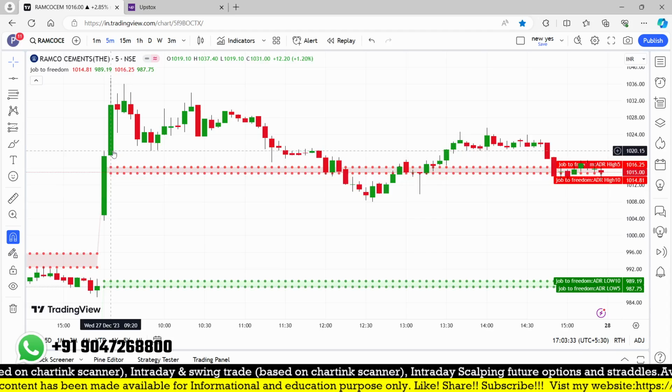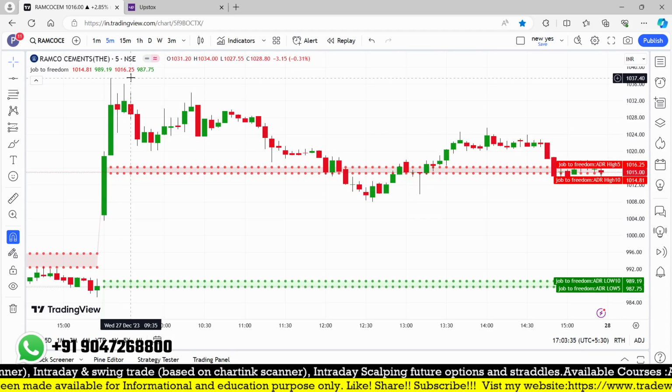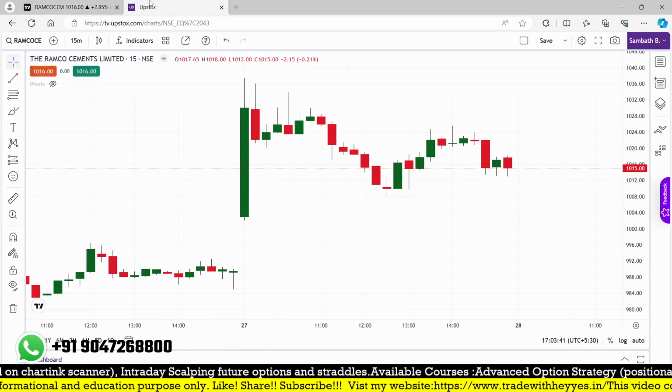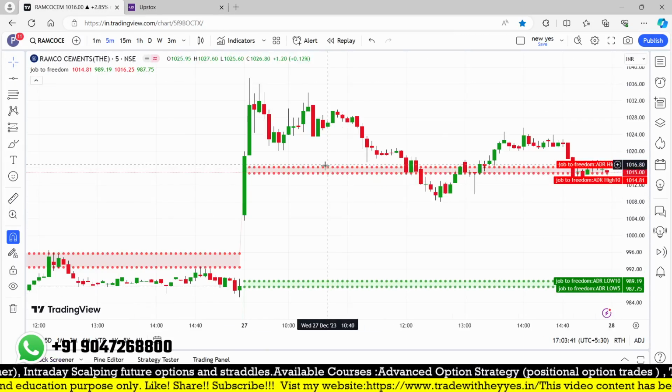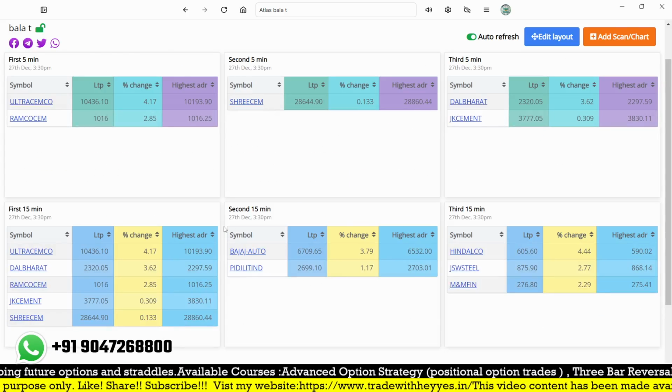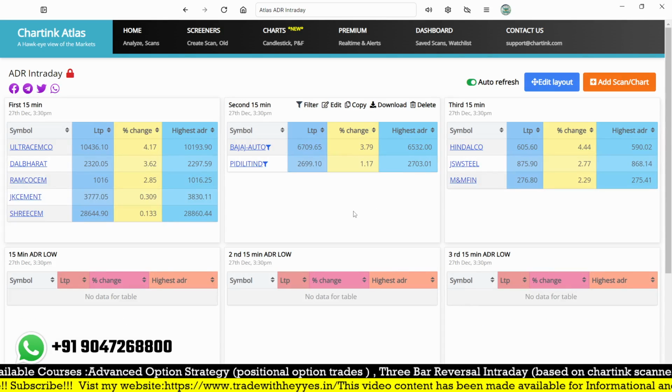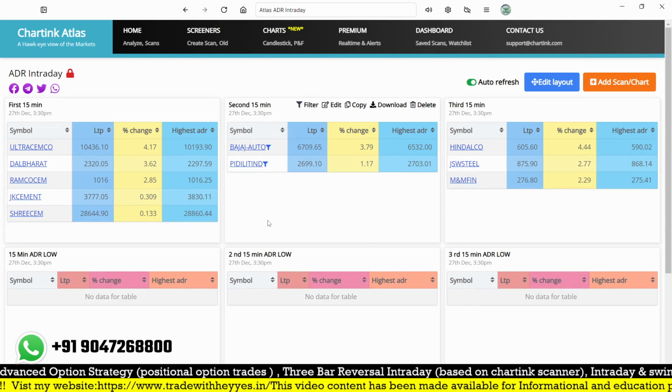Here is the first 5 minutes, 1020, and then it bounces back to 1037, and it is giving you such a good opportunity. But 5 minutes is highly risky, and you need to be very fast and active. But the 15 minutes was a better one, which we can use. That is always a great opportunity for an intraday trade.